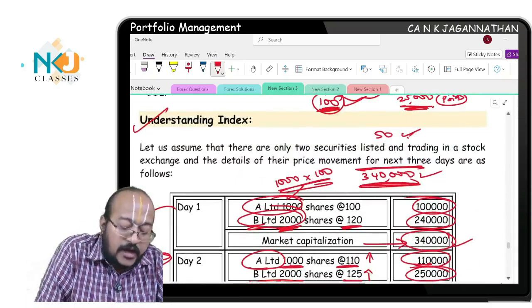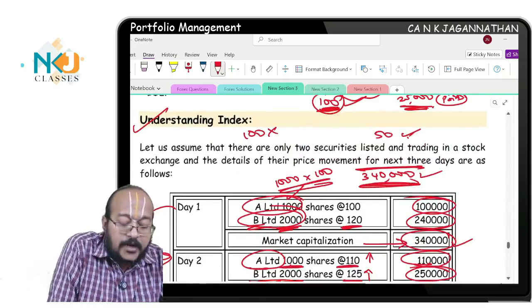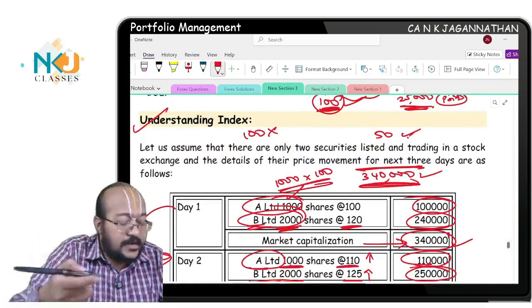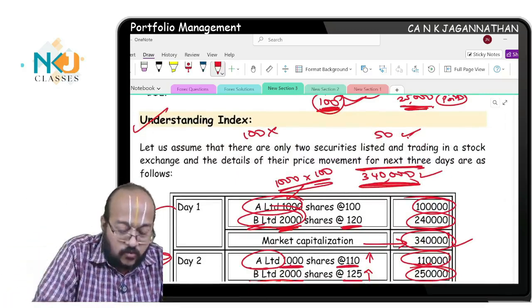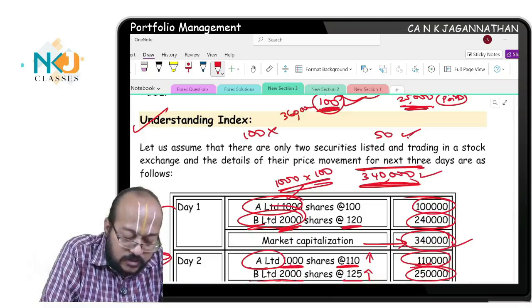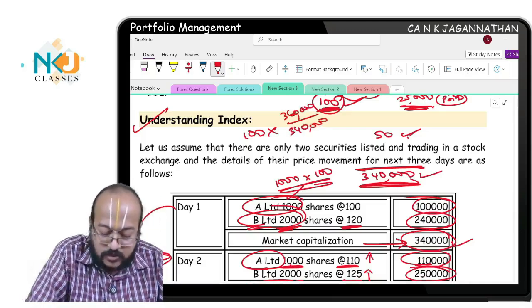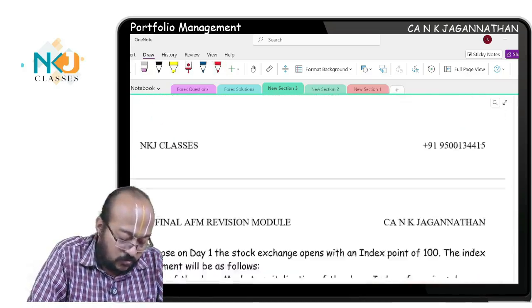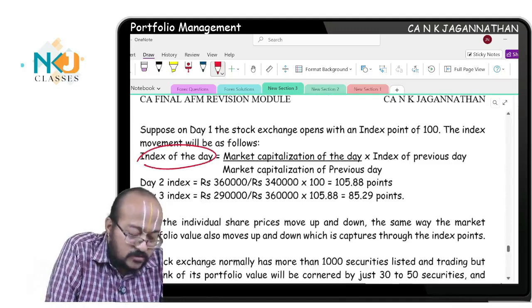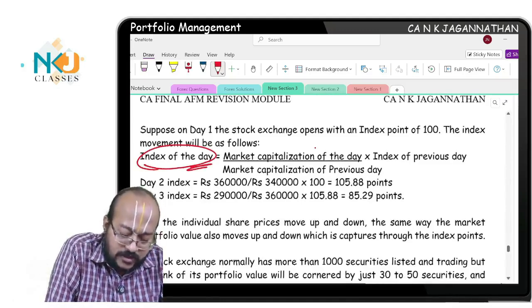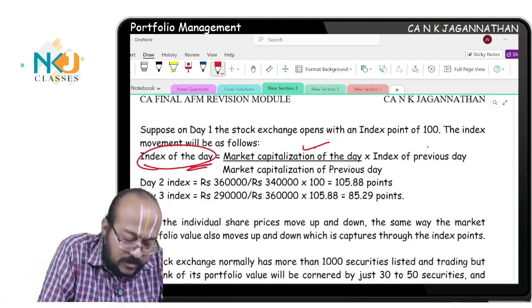Now you see, the index was 100 rupees on day 1. For day 2, what is that? 3,60,000 divided by the day 1 market capitalization, 3,40,000. Are you all understanding? So if you notice, the index of the day is nothing but the market capitalization of the day into the index of the previous day.